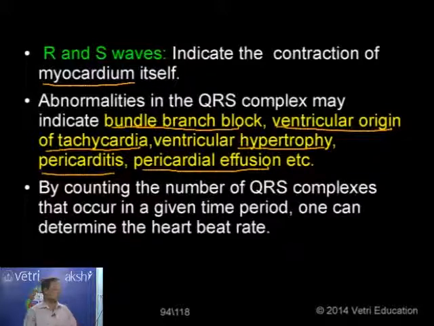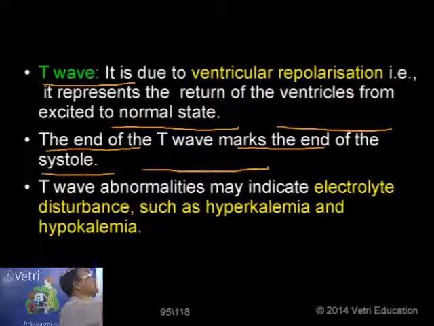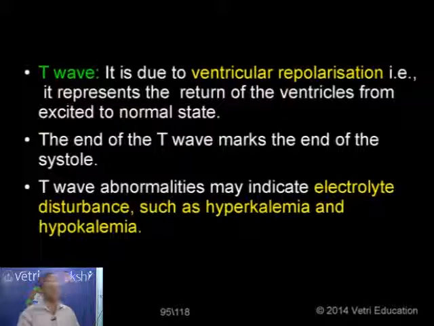Then, by counting the number of QRS complexes in a specific given time, one can determine or calculate the number of heartbeats. By counting the number of QRS complexes, one can count the number of heartbeats in a given time. So these are all the diagnostic information that we can gather from the QRS complex.